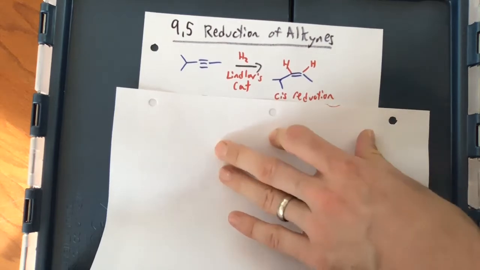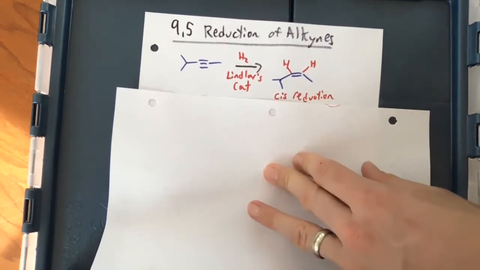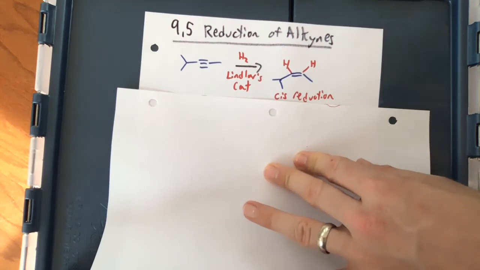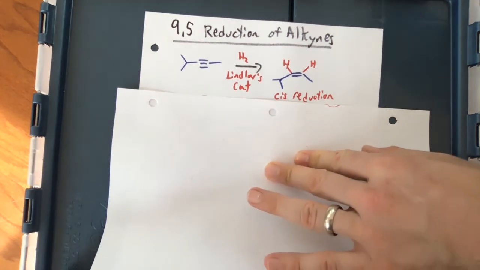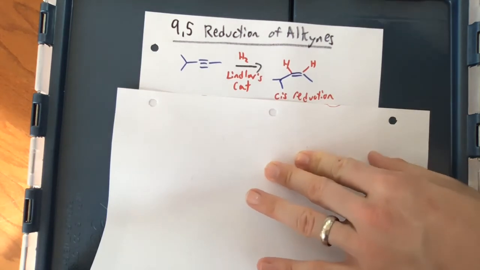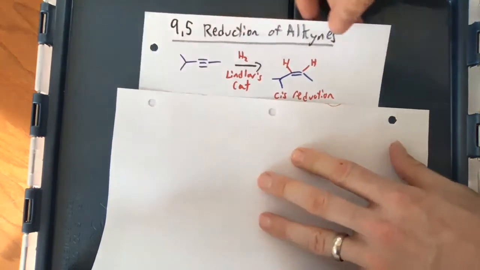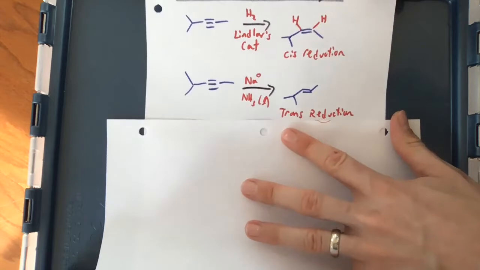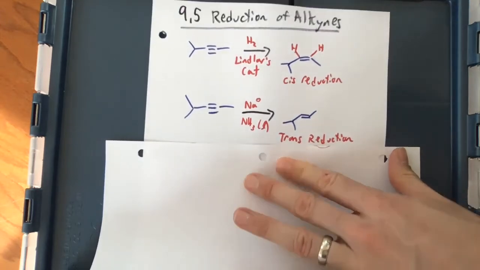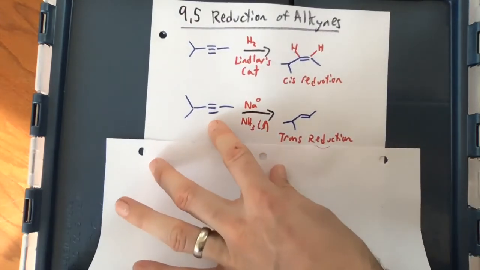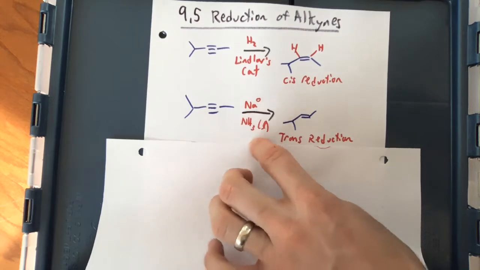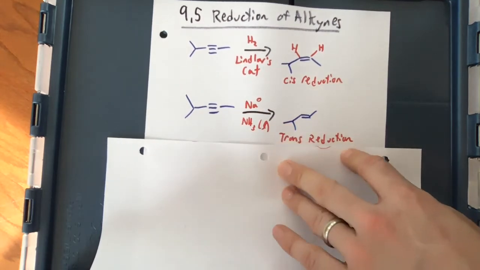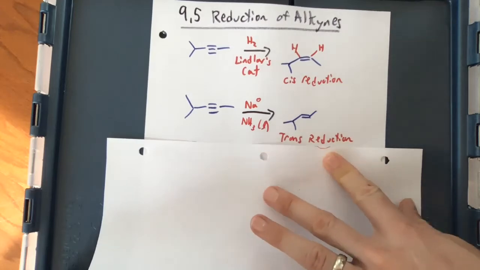However, because as chemists we like to have all possible tools available to us, we want to be able to make not only cis alkenes from alkynes, but also trans alkenes. So, to make trans alkenes, what you can use is sodium metal and liquid ammonia. If you subject an alkyne, like this internal alkyne here, to sodium metal in liquid ammonia, you get the trans reduction product in good yield.